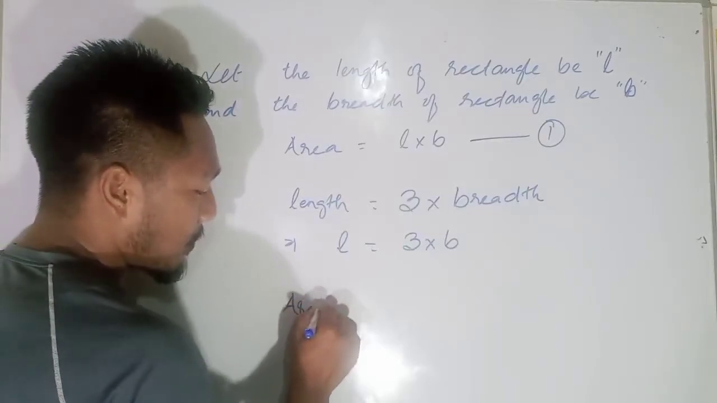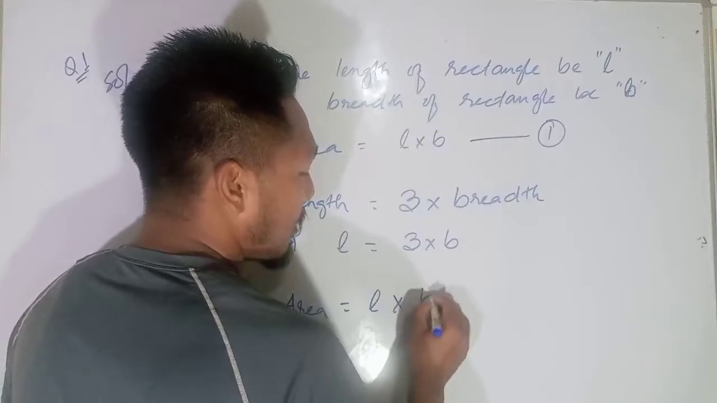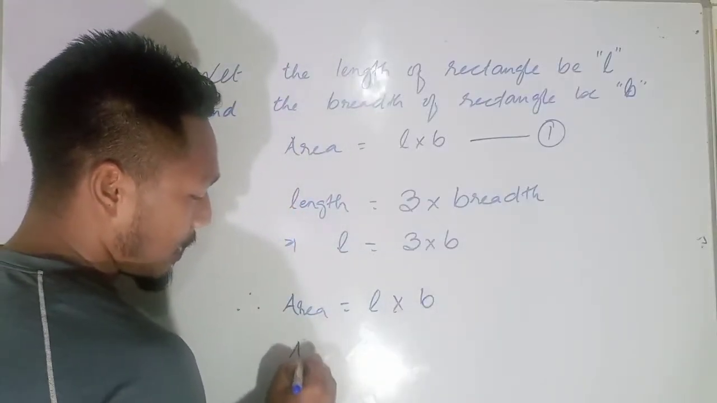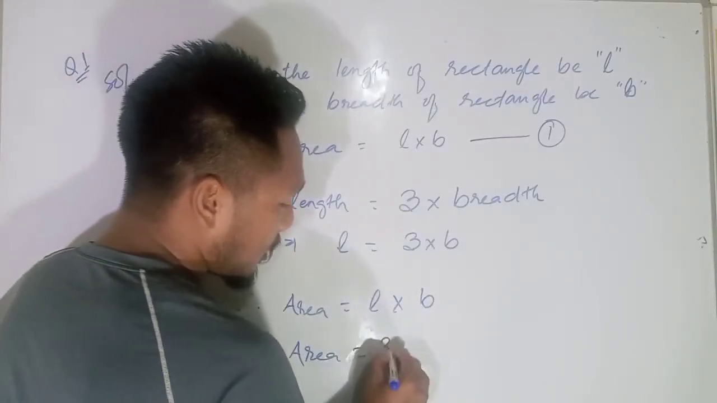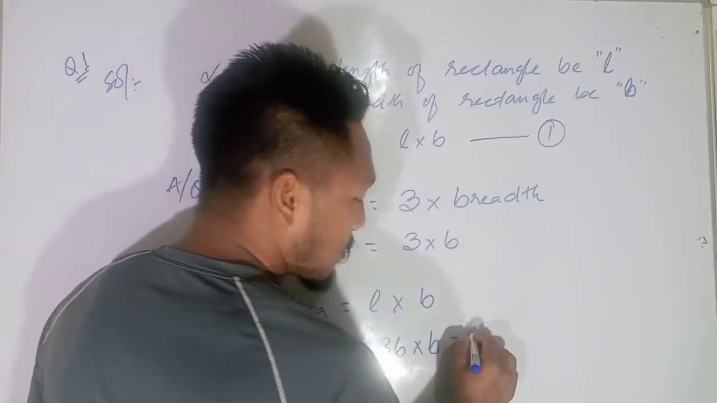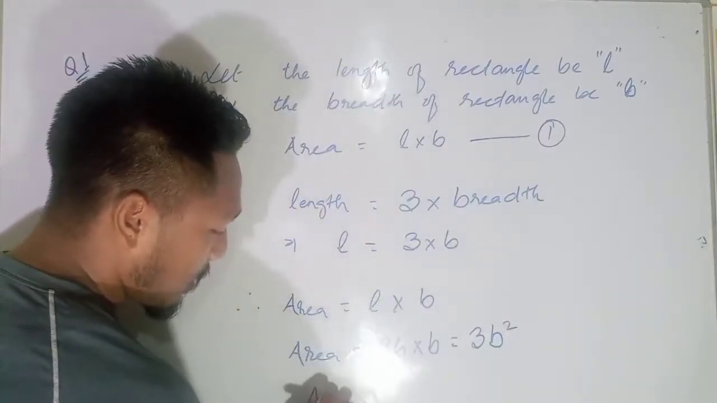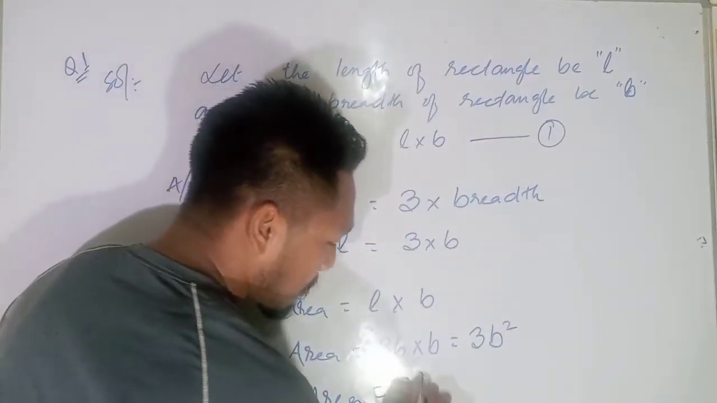Therefore, area will be equal to length into breadth. And we know that L is 3 into B, so area is equal to 3 into B into B again. Now, B into B becomes B squared, and 3 into 1 becomes 3. That means your answer is area is equal to 3B squared.